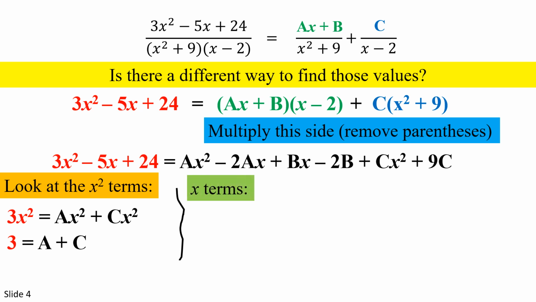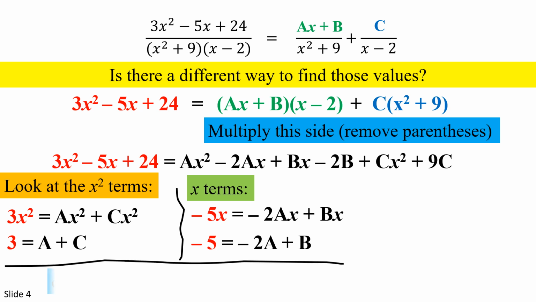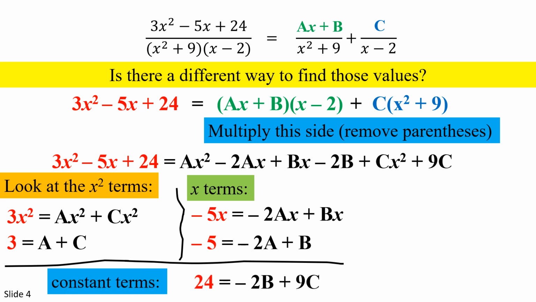Now let's look at the x terms, or linear terms. On the left-hand side, we've got negative 5x. And on the right side, we've got negative 2ax plus bx. Getting rid of the x's gives us negative 5 equals negative 2a plus b. And now we'll look at the constant terms. So the left side is 24. The right side is negative 2b plus 9c.